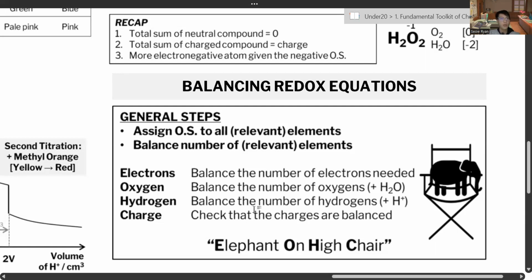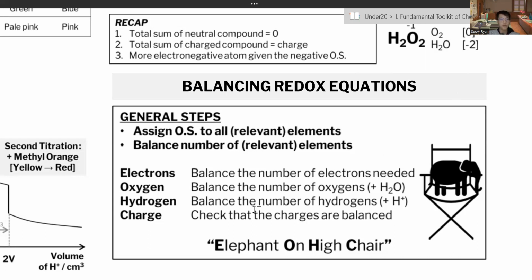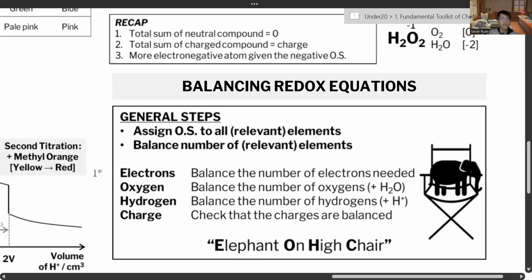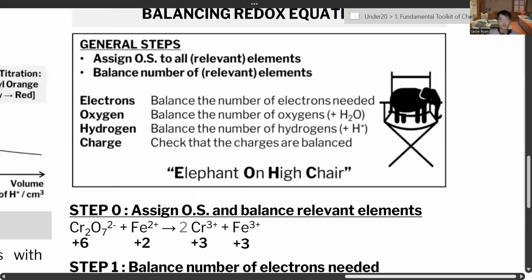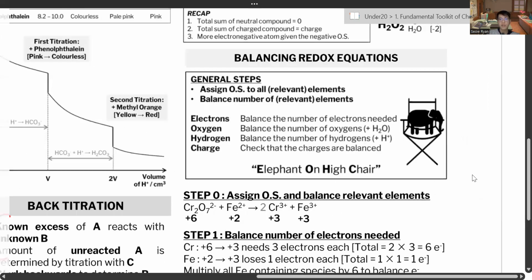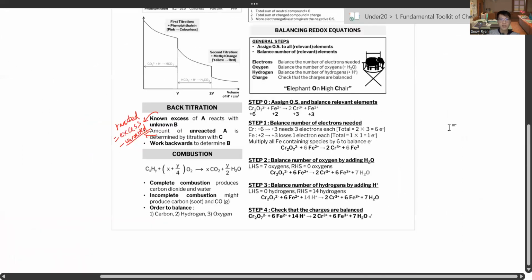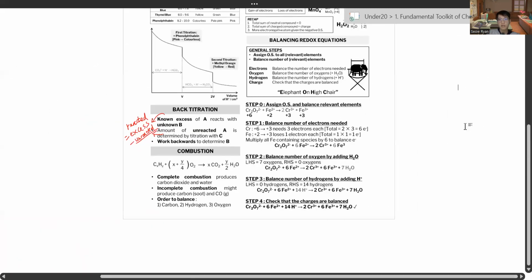First thing you do whenever you see a redox reaction is always to assign the oxidation state first, right? And then next, look at the relevant elements and balance them first. Then do it in this order of electrons, oxygen, hydrogen, and charge. So I'm going to go through how you can do this, right? It's already detailed over here, but I'm just going to draw it at the side so that we can see how this is done, right?